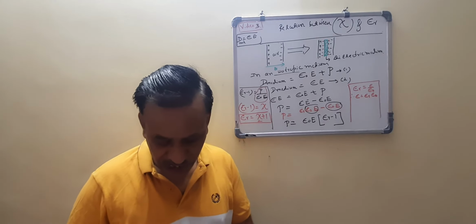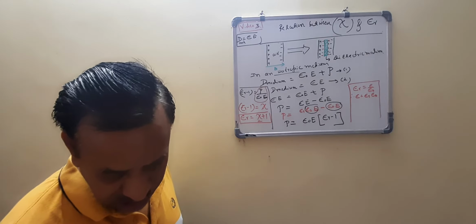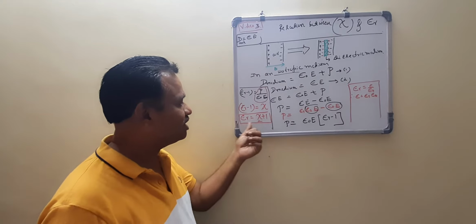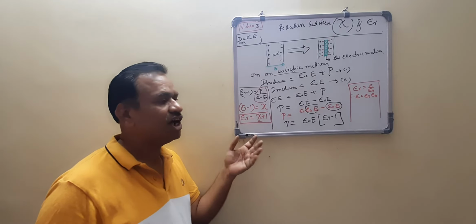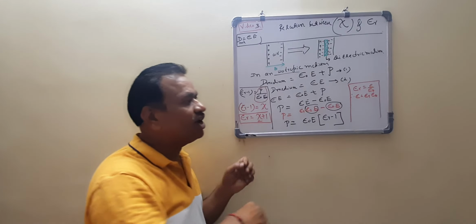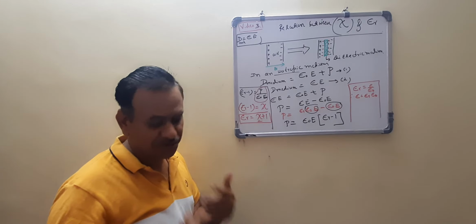That means it measures how easily the substance can be polarized. The term susceptibility indicates how easily, whenever it is subjected to an external electric field, the substance can be polarized.